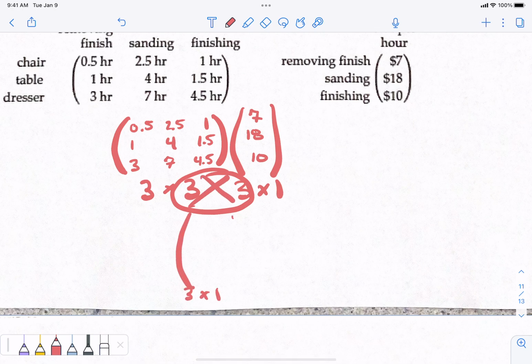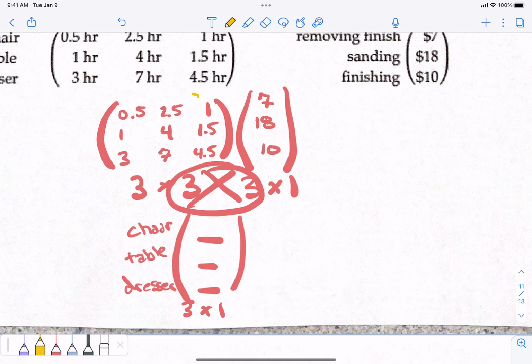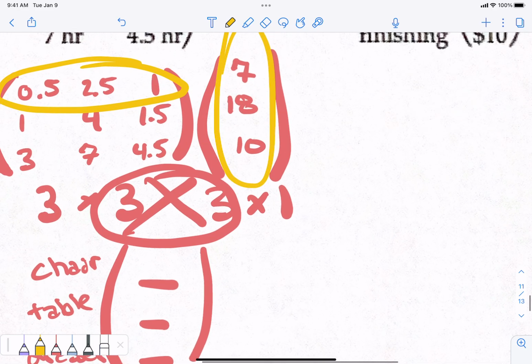And what that 3 by 1 matrix is going to tell me is the cost of the chair, total, the cost of the table, total, and the cost of the dresser, total, right? Like I can just do that, okay? So here we go. I'm going to take this row times this column and add them together. So 0.5 times 7 is 3.5 plus 2.5 times 18.